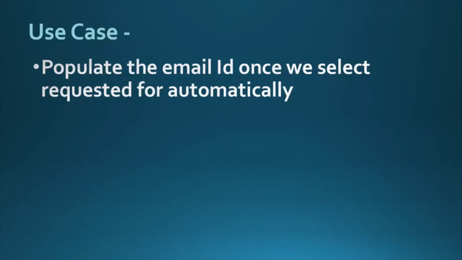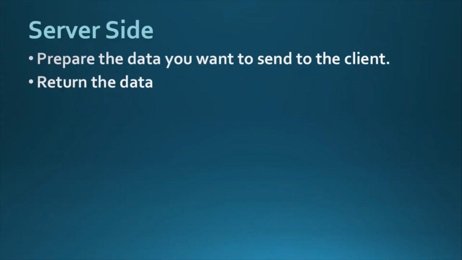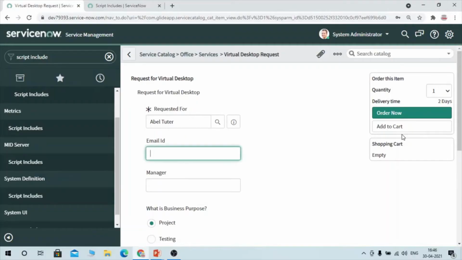Guys, before we start implementing this use case, I want to let you know some of the most important points. We write the script include, okay, but what are the steps we follow in writing a script include? What do we exactly do in the script include? In a script include, first we prepare the data which we have to send to the client side, okay. How we prepare the data, we'll try to understand, and then we have to return that data, okay.